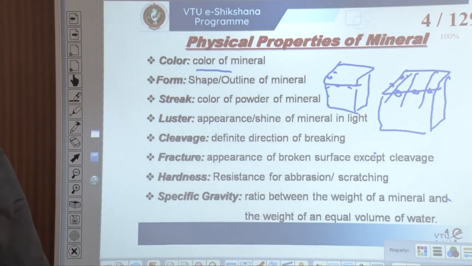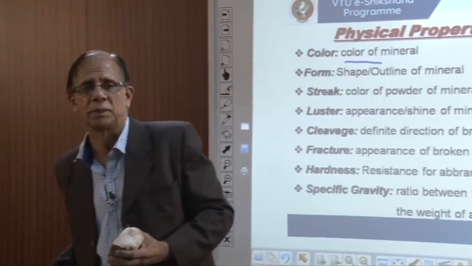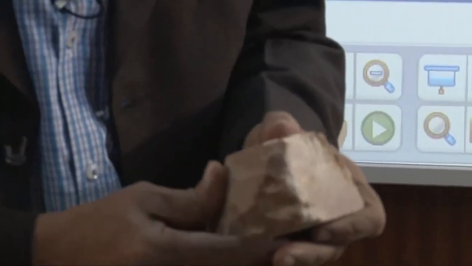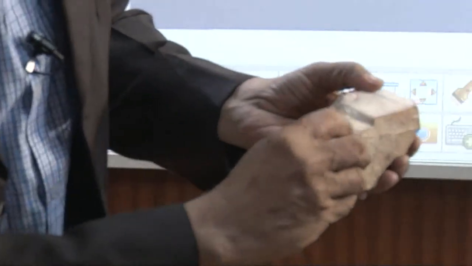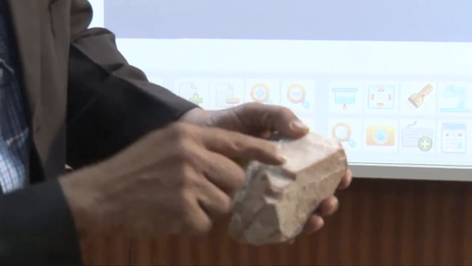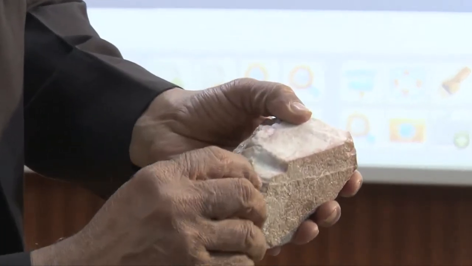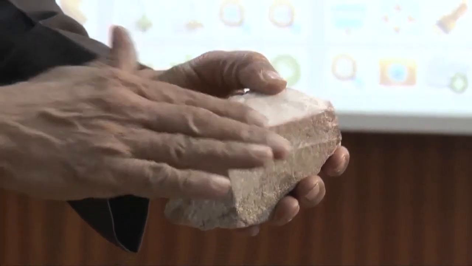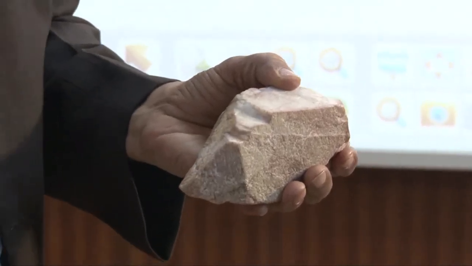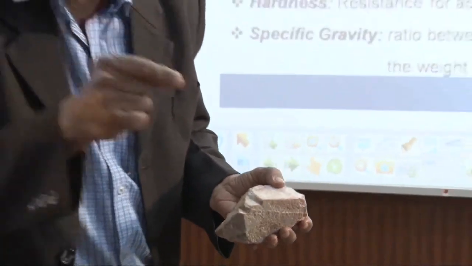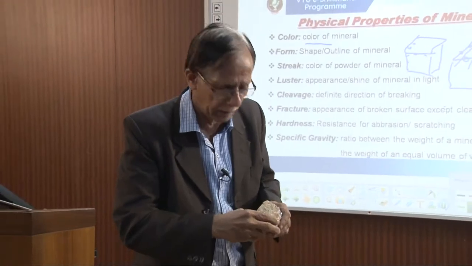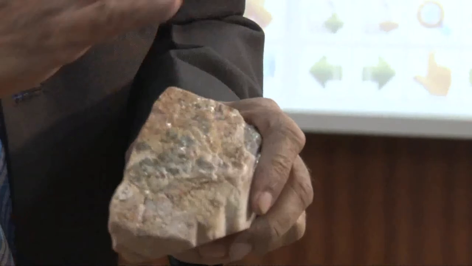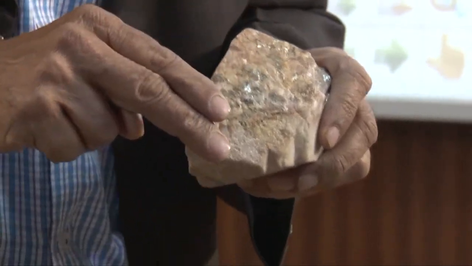Friends, suppose a mineral has a cleavage, what happens is, this is a specimen. If the mineral has a cleavage, for example, here we have a step like this. This step, this step, this step, all are smooth, plain, even, shining. That is an indication of a cleavage. Here in this direction, there is nothing like a plain, even or smooth surface, no shining. There is no cleavage in this direction.